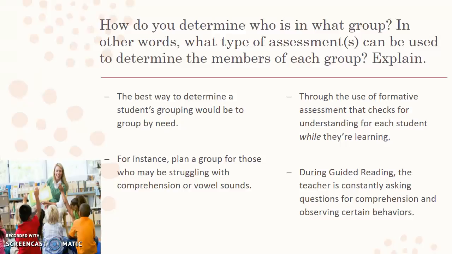How do you determine who is in what group? In other words, what type of assessments can be used to determine the members of each group? So the best way to determine a student's grouping would be to group by their needs. For instance, plan a group for those who may be struggling with comprehension or vowel sounds. As I said previously, not every student learns at the same pace. So each student is going to have a varying amount of need, and by that need, you group them in different groups. The use of formative assessment checks for understanding for each student while they're learning.